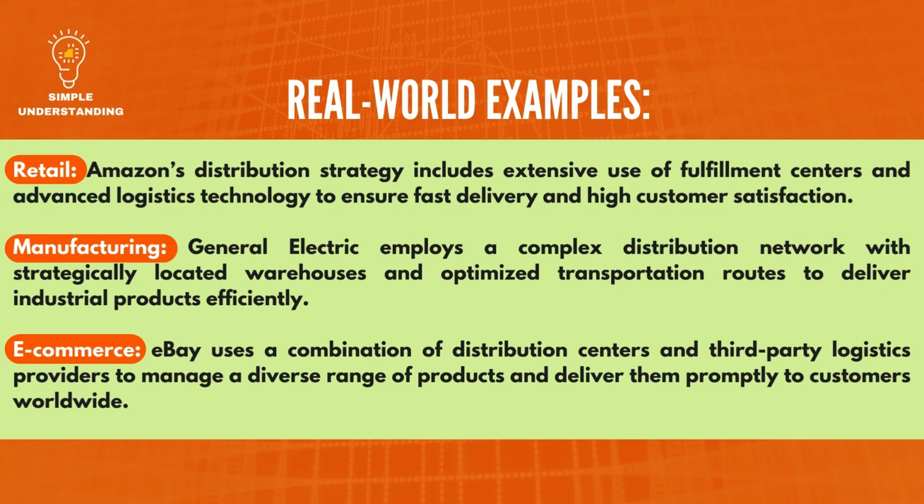Manufacturing. General Electric employs a complex distribution network with strategically located warehouses and optimized transportation routes to deliver industrial products efficiently. E-commerce. eBay uses a combination of distribution centers and third-party logistics providers to manage a diverse range of products and deliver them promptly to customers worldwide.